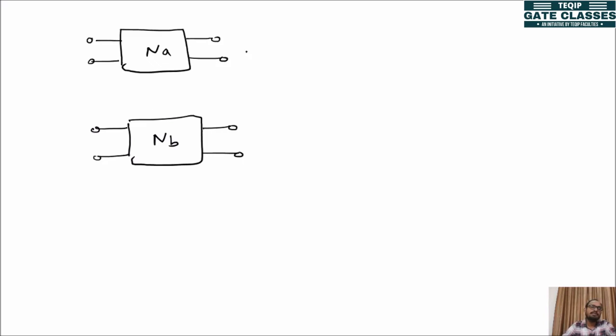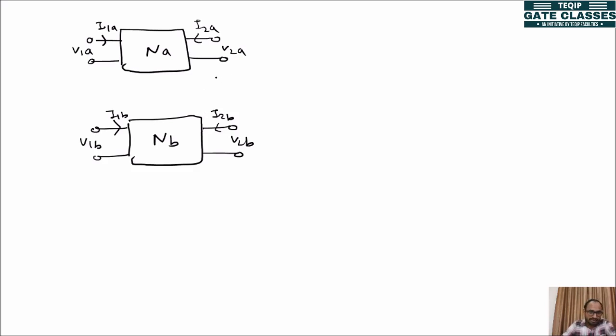Okay, two port like this. Now write first the current and voltage: I1A, I2A, V1A, V2A, V1B, V2B, I1B, I2B. Now we have to connect them in parallel.